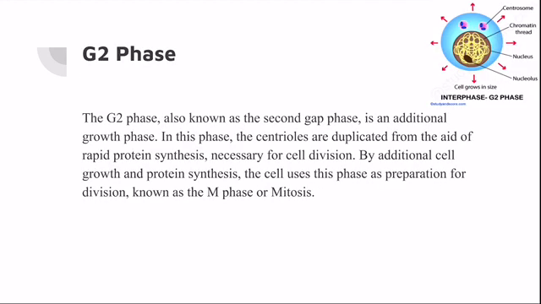The G2 phase. The G2 phase, also known as the second gap phase, is an additional growth phase. In this phase, the centrioles are duplicated with the aid of rapid protein synthesis necessary for cell division. By additional cell growth and protein synthesis, the cell uses this phase as preparation for division, known as the M phase or mitosis.